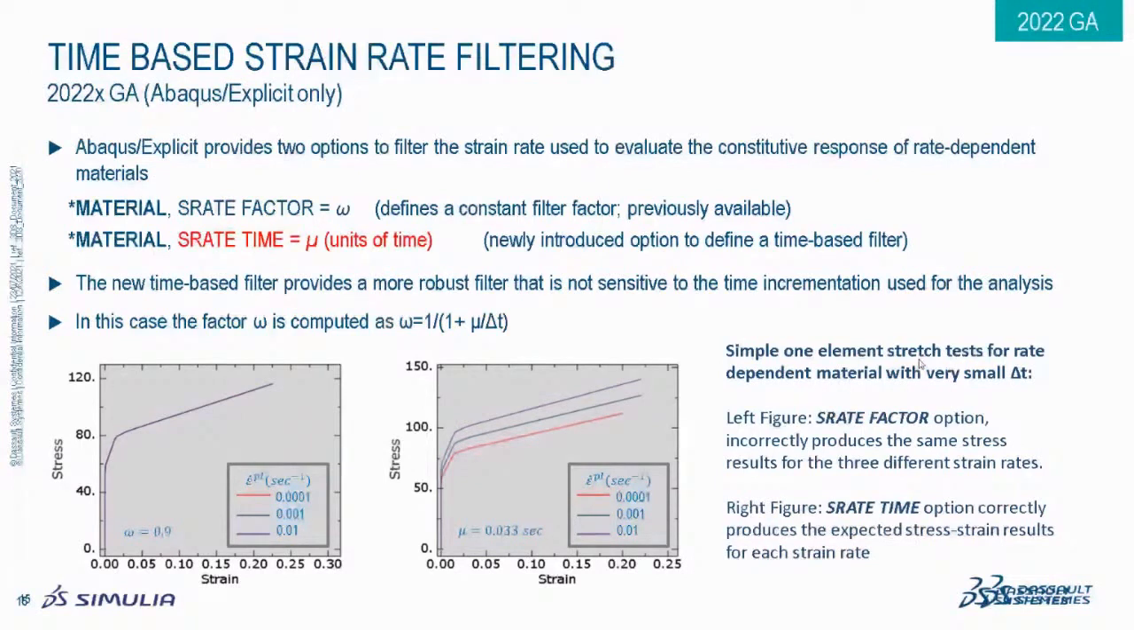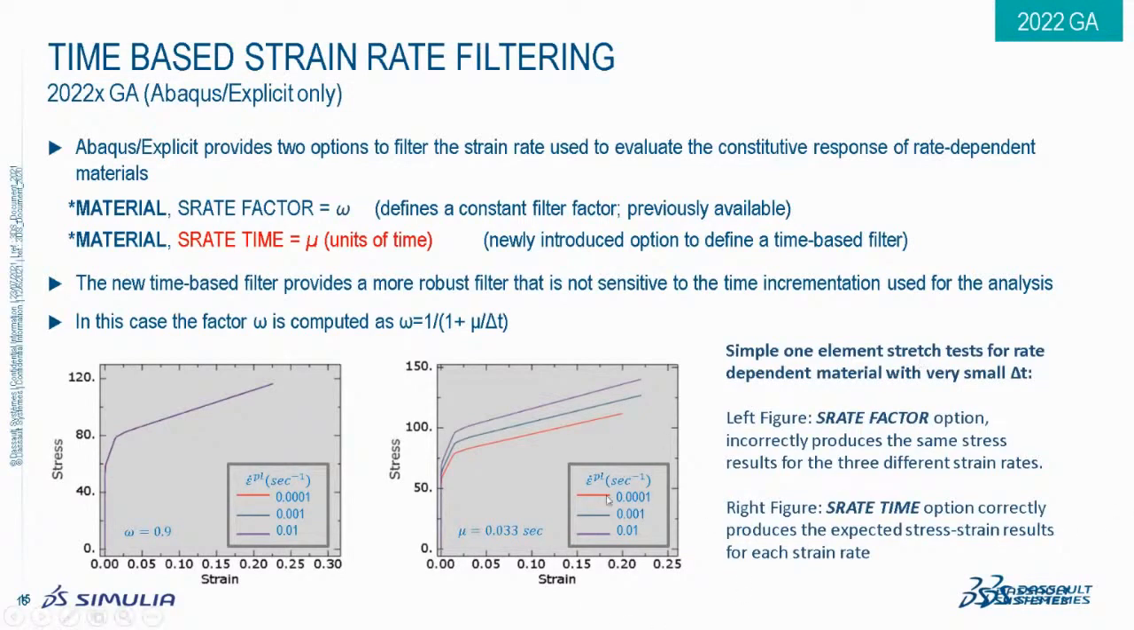Up until the current release, we had a factor to control the filtering, essentially some sort of a filter built in that allows a more accurate evaluation of the strain rate dependent material properties. We found a few cases where this is not quite accurate enough, so we've introduced a new filtering capability. We call it time-based filter. You can see the differences here.